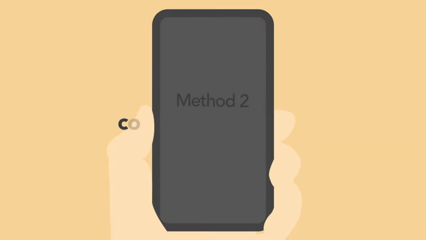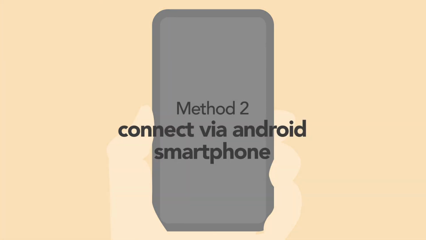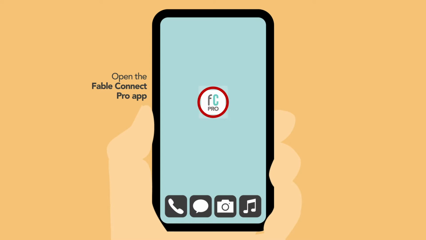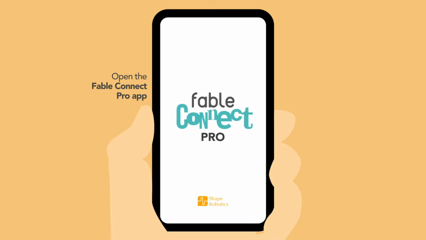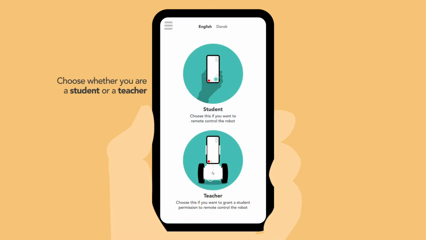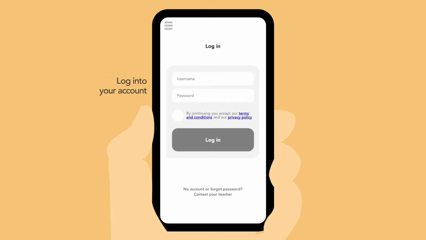The second method is to use an Android smartphone to connect. On your smartphone, open the Fable Connect Pro app, which can be downloaded from the Google Play Store. In the app, choose whether you are a student or a teacher. As a student, you will be presented with a login screen. Your username and password is created for you by your teacher. Contact your teacher if you do not have an account.